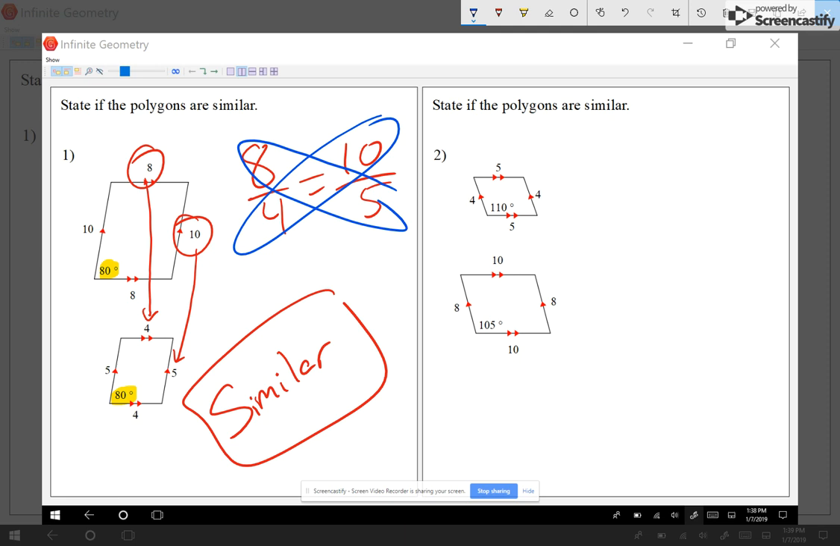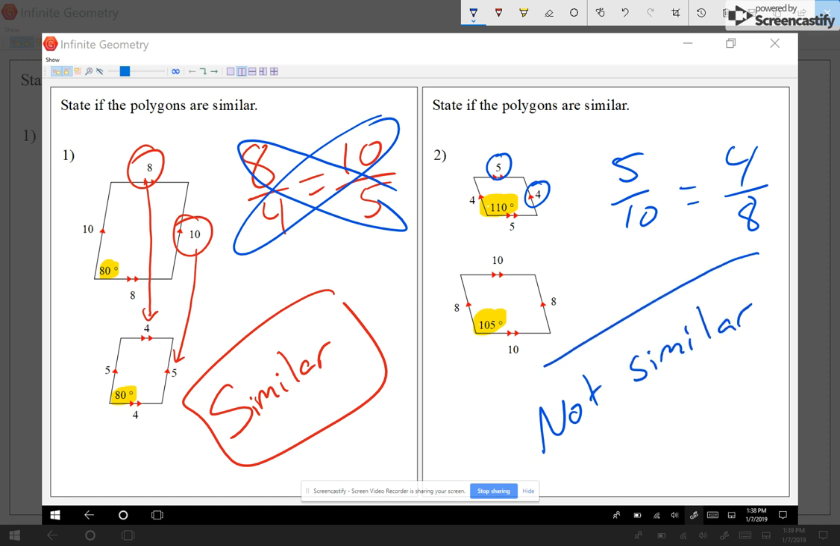Now, looking at question number 2, my values here are 5 and 4. 5 corresponding to 10, 4 is corresponding to 8. If I simplify my fractions, it's the same thing, 1/2. So sides are proportional. However, when I look at the angles, they are different. 110, 105. So because the angles are different, I'm going to call this not similar.